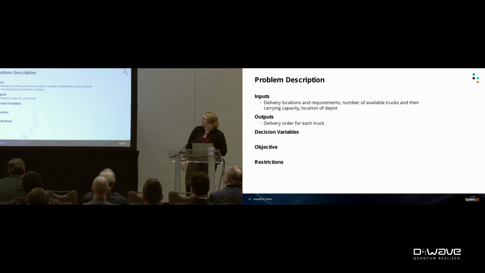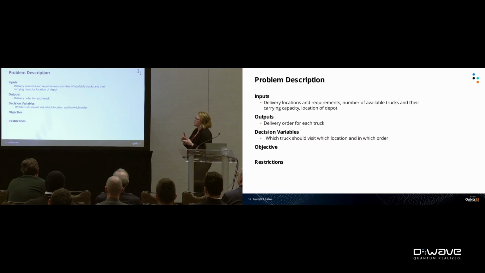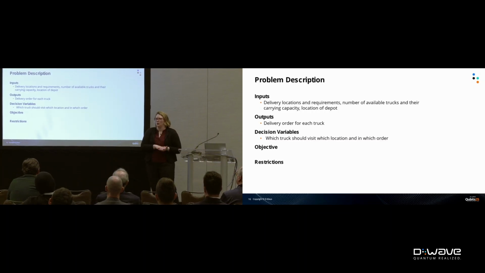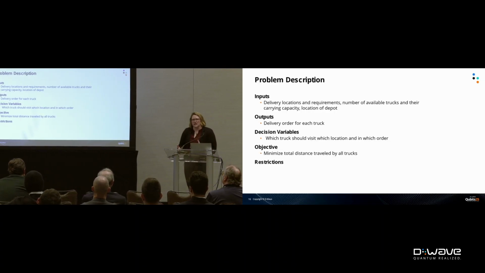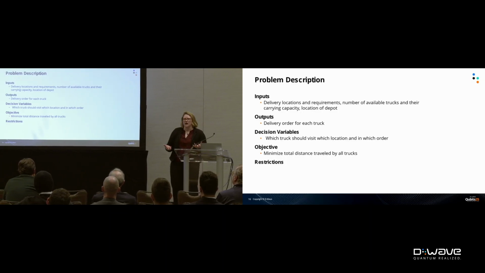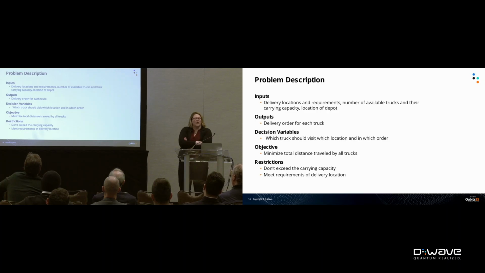Our output is going to be a delivery order for each truck. So that's going to correspond to the schedule. And then the decision variables are going to tell us which truck should visit which location in which order. Our objective function, hopefully not shocking, is to minimize total distance for all trucks. And then the restrictions are going to be make sure you don't exceed the carrying capacity for a truck, so you can't overload a truck, and also that you meet the requirements of the delivery location at a high level. Okay, so this is the problem in words.